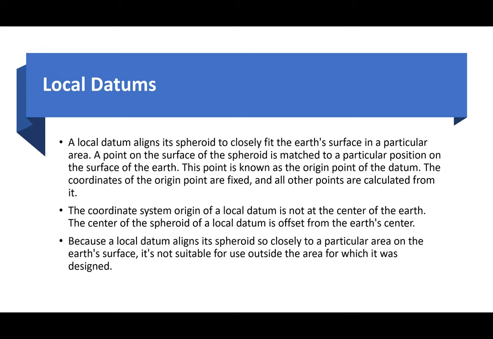The coordinate system origin of a local datum is not at the center of the Earth. The center of the spheroid of a local datum is offset from the Earth's center. And because a local datum aligns a spheroid so closely to a particular area on the Earth's surface, it's not suitable for use outside the area for which it was designed. So again, you may be doing work in Cleveland and there's a local datum that's associated with Northeast Ohio, Northern Ohio. There's also ones that are specifically set for different states, different countries.